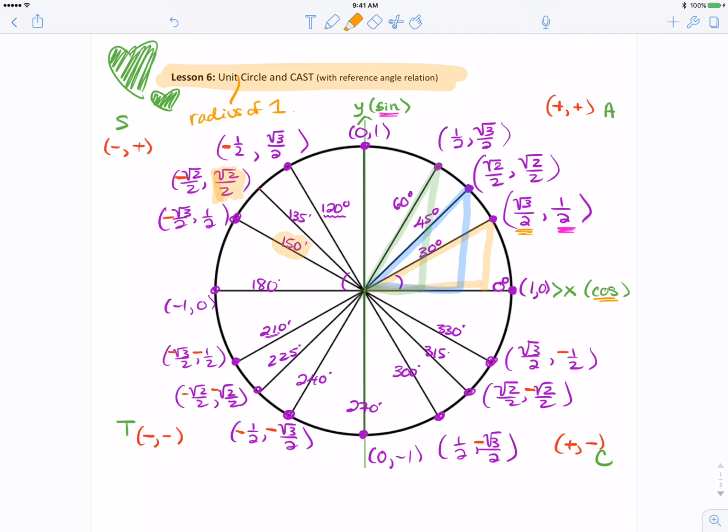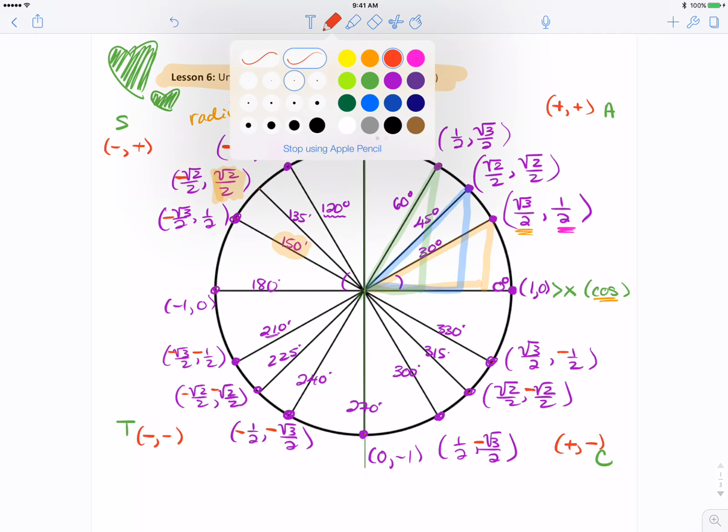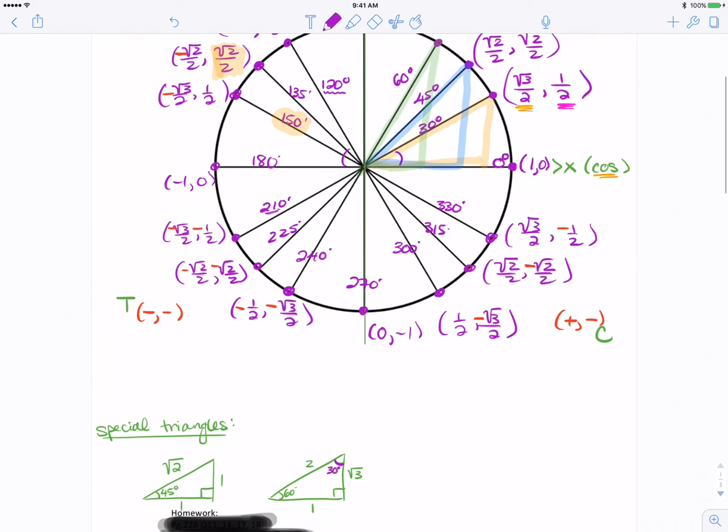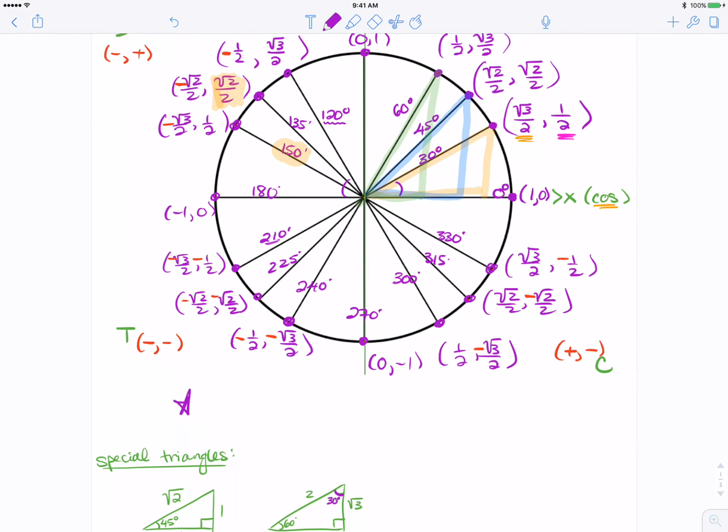It's always the second coordinate, the y coordinate. Now how can I remember that? And this is key. My coordinates are always cos, comma, sine. They go alphabetically. C comes before S.